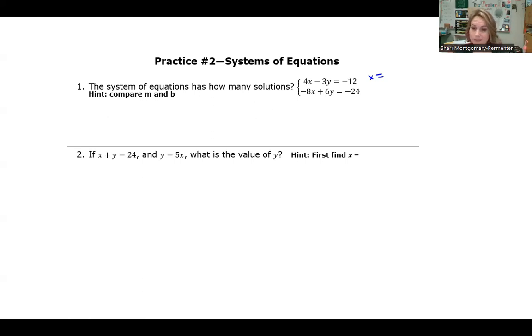I'm waiting on y'all. So if we cover up the y, we get -12 divided by 4, which is -3, very good. And if we cover up the x, we get -12 divided by -3. A negative divided by a negative would be a positive 4. Good job.